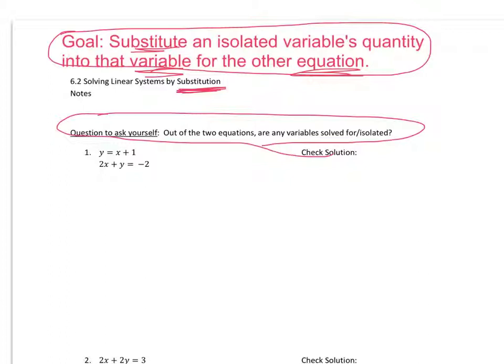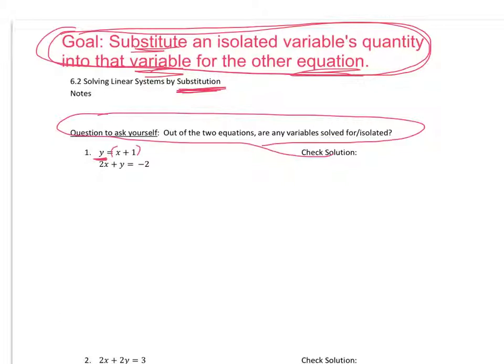Let's look at the first one. I have two equations, y equals x plus 1 and 2x plus y equals negative 2. Now, if I ask myself the question, are there any variables solved for? Yes, there's only one variable that's by itself, and it's this y right there. Since that's by itself, I'm going to follow this goal. It says substitute an isolated variable's quantity. Well, the isolated variable's quantity for this is this x plus 1. I'm going to put little parentheses around it.